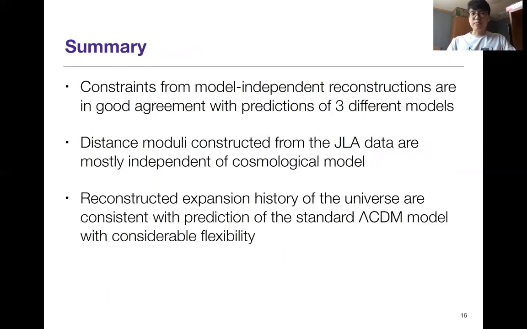Now, I'll briefly summarize the talk before finishing it. Our research using the JLA compilation shows that constraints from model-independent reconstructions are in good agreement with predictions of 3 different models. Also, it shows that distance moduli constructed from the JLA data are mostly independent of cosmological model. Lastly, reconstructed expansion history of the universe are consistent with prediction of the standard ΛCDM model with considerable flexibility.